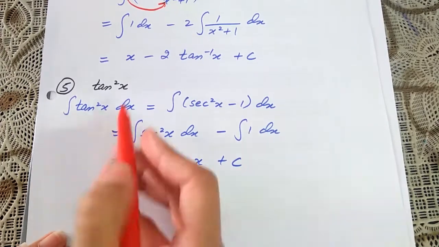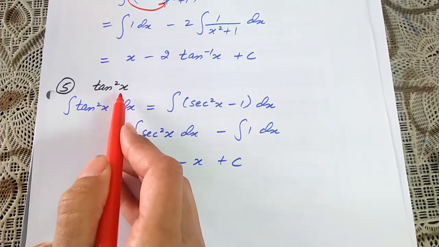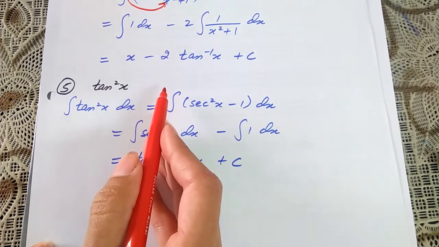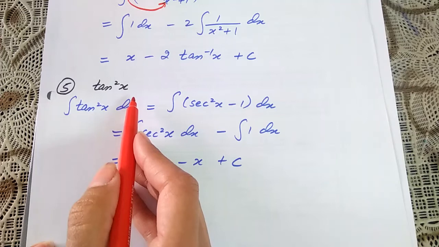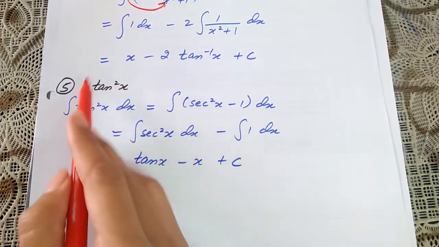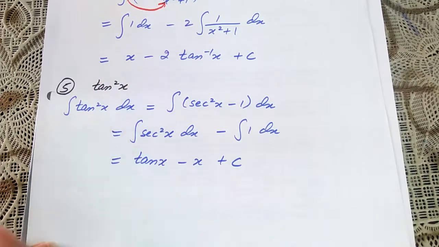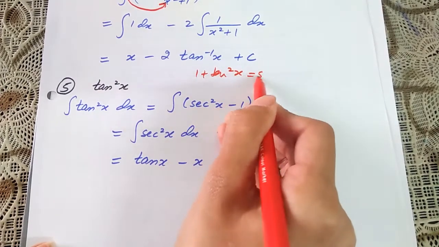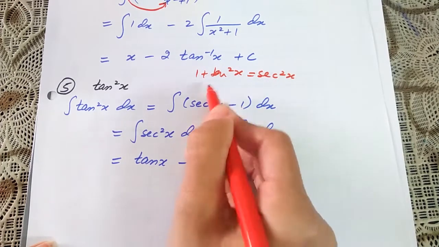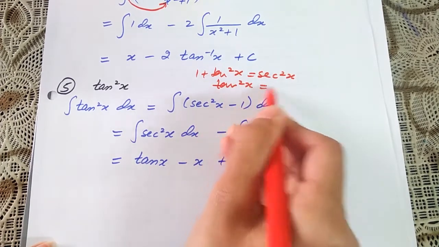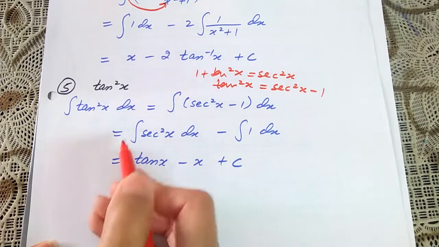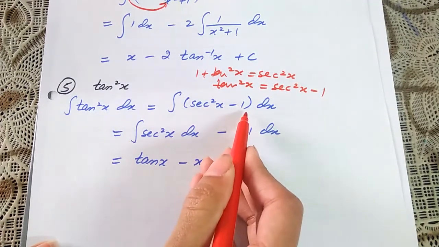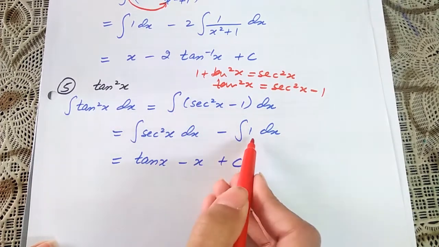Question number 5. Tangent square of x has no direct integration, so we have to simplify it towards the secant square of x, because the secant square of x has an integral formula, but tangent square of x has no integration formula. We know very well that 1 plus tangent square of x is equal to secant square of x. So tangent square of x can be written as secant square of x minus 1. So replace tangent square of x with secant square of x minus 1 and separate this integration.